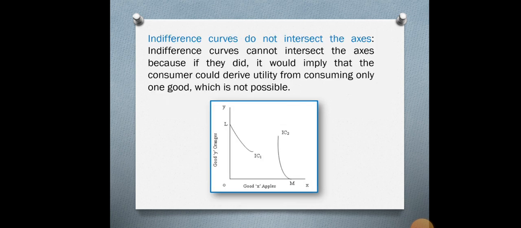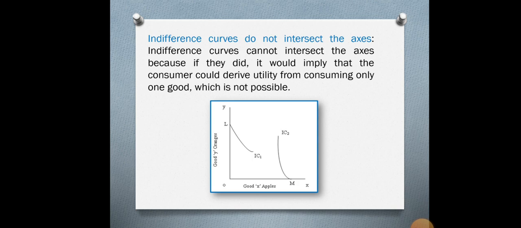Indifference curves do not intersect the axis. Why do they never touch the axis? Because if they did, it would imply that the consumer could derive utility from consuming only one good, which is not possible. It would contradict the basic assumption that a consumer always consumes goods in combination.